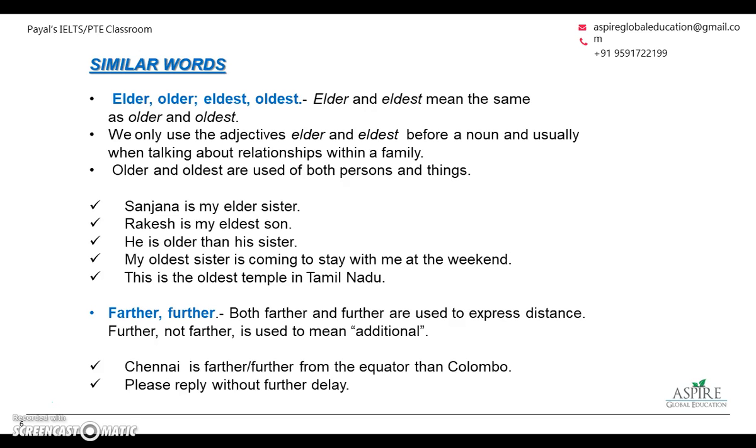Elder and eldest mean the same as older and oldest, but their usage is different. We only use the adjectives elder and eldest before a noun when we are talking about relationships in a family. For example, she's my elder sister. He's my eldest son. But older and oldest can be used with respect to people and things also.